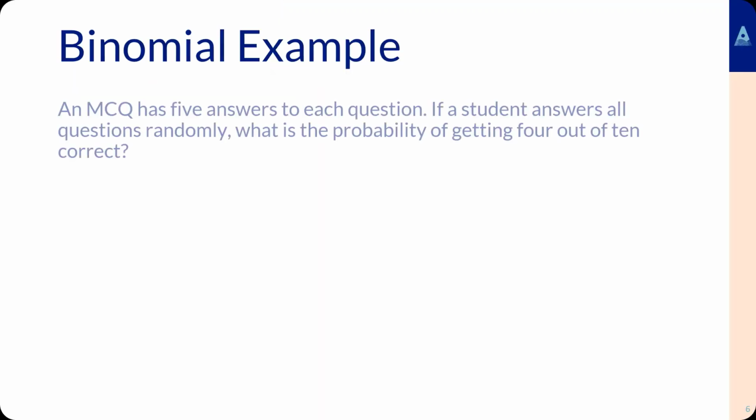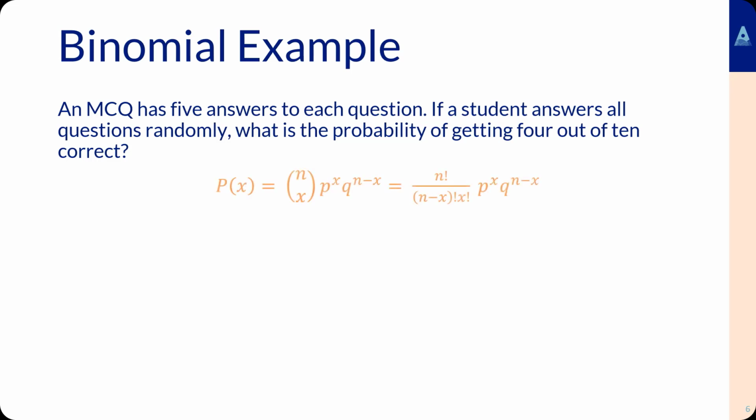Binomial example. An MCQ test has questions with 5 answers to each question. If a student answers all questions randomly, what is the probability of getting 4 of the 10 correct and passing the test? So using the binomial formula, we can apply that to this case. So it's getting 4 correct out of 10.